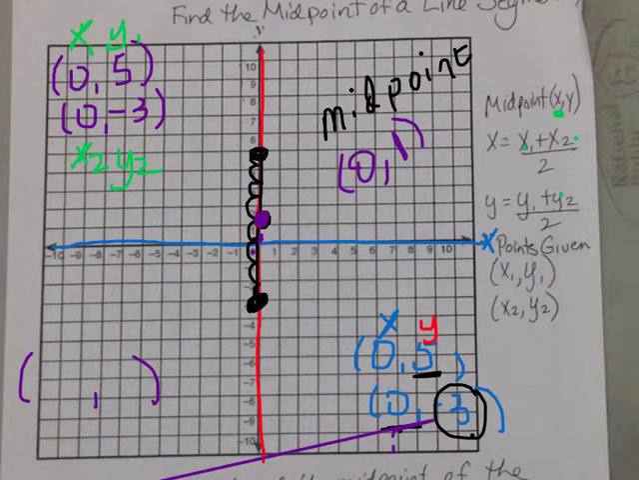This is just us exploring a topic that you really need to have been introduced to before you get into other classes. If I use this formula right here for the x's, my x1 is 0, and my x2 is 0, and I'm going to add them and divide by 2. 0 plus 0 on top of that fraction is 0, and then you've got the 2 on the bottom. What is 0 over 2?